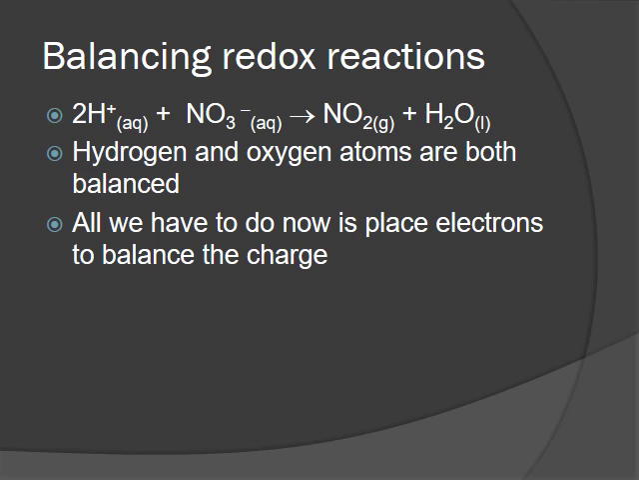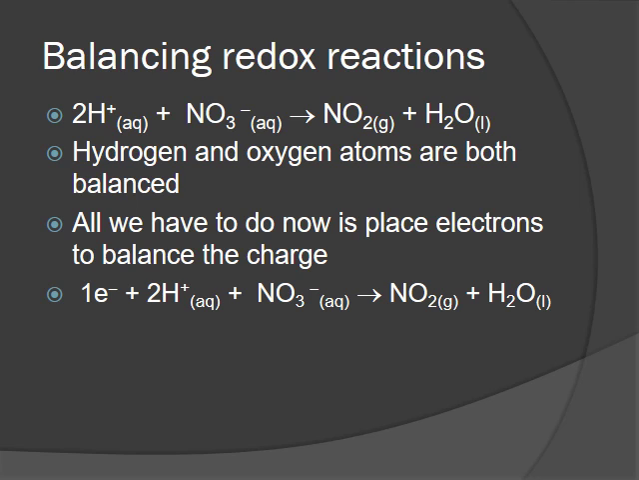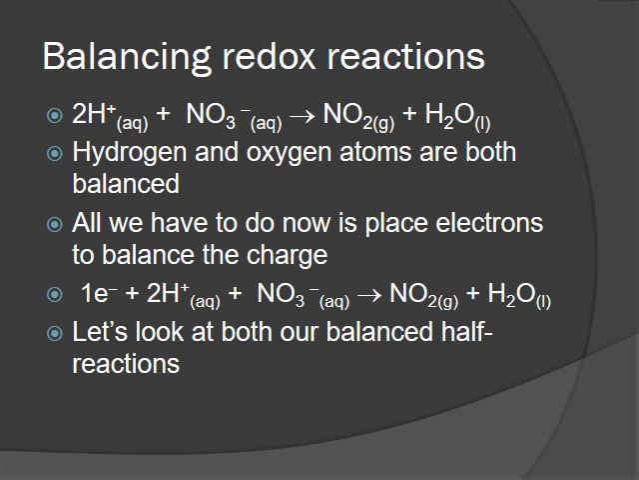Final step, we need to place electrons to balance the charge. The right hand side is neutral. The left hand side has a +2 and a -1, so we must place 1 electron on the left side. That balances charges on both sides. Okay, we check mass. We're neutral on the left for charges, neutral on the right. We have 2 hydrogens on the left, 2 on the right, 1 nitrogen on the left and right, and we have 3 oxygens on the left and on the right.